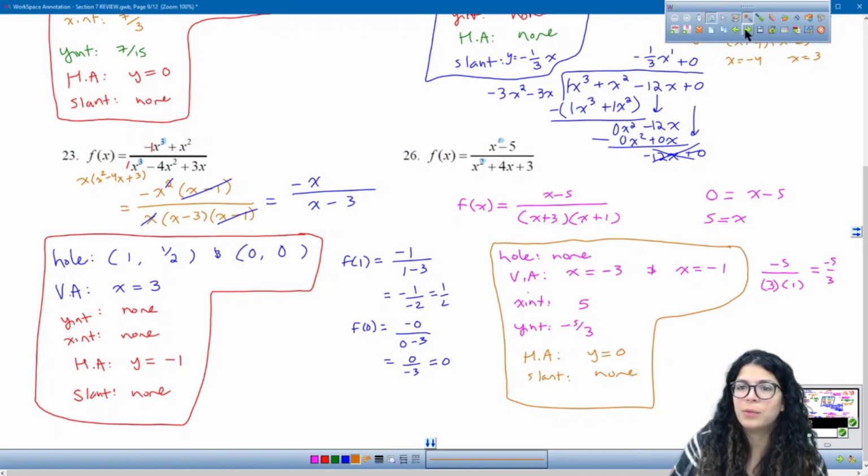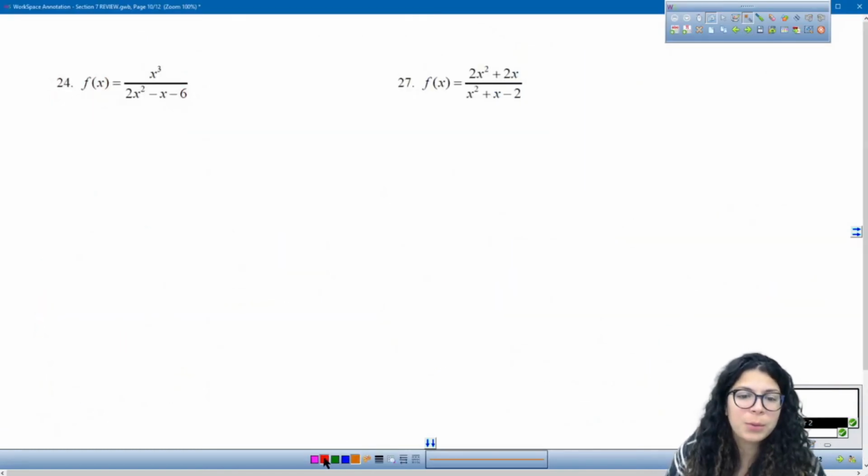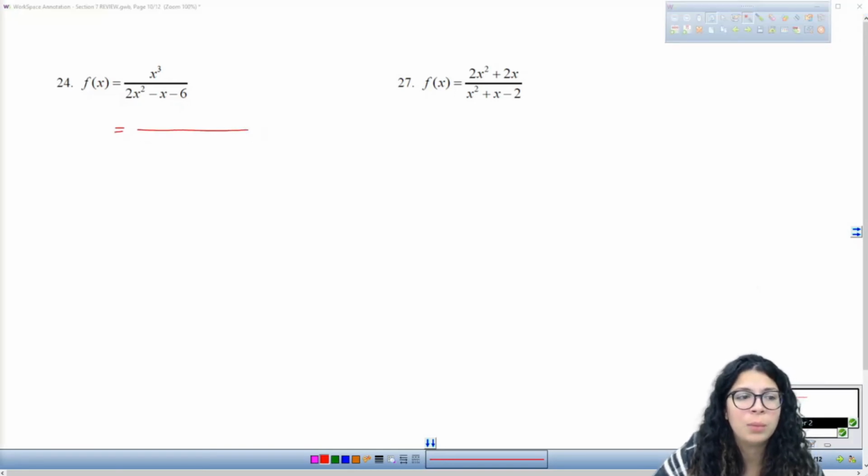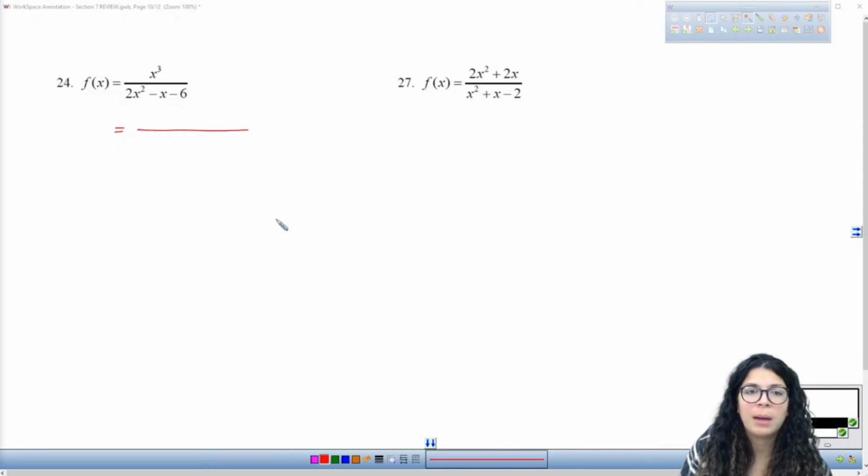All right, let's move on. So number 27, same thing. We're just finding the key features. Let's go ahead and simplify on top, simplify on bottom. So for this one, the numerator is just x cubed. The denominator, I need to go ahead and factor this one.